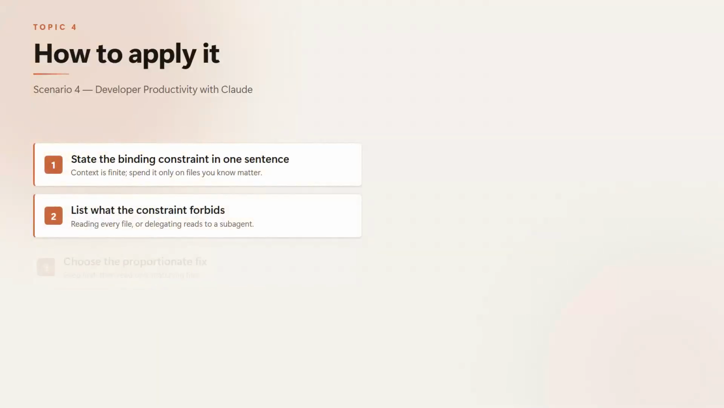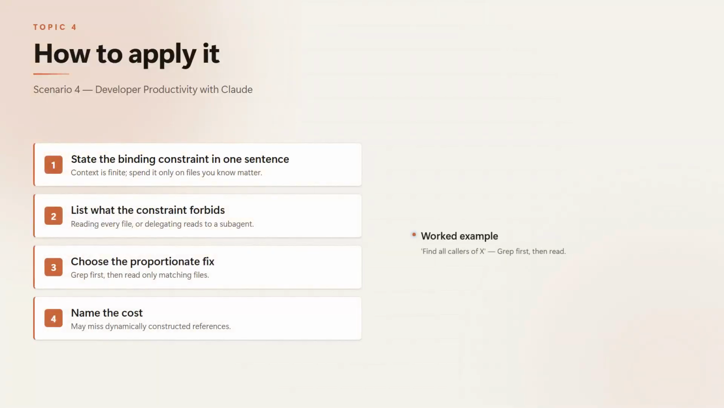Take the symptom: find all callers of X answered by reading every file. The binding constraint is that context is finite, you must not spend it on files until you know they matter. That forbids reading every file, and it also forbids using a subagent to read them in parallel, because that still spends context on irrelevant files. The proportionate fix is to grep first, search for X across the codebase, then read only the files that contain it. That addresses the root cause, you did not know which files mattered, with the smallest intervention. The cost is that grep can miss dynamically constructed references, so you trade some completeness for context efficiency.